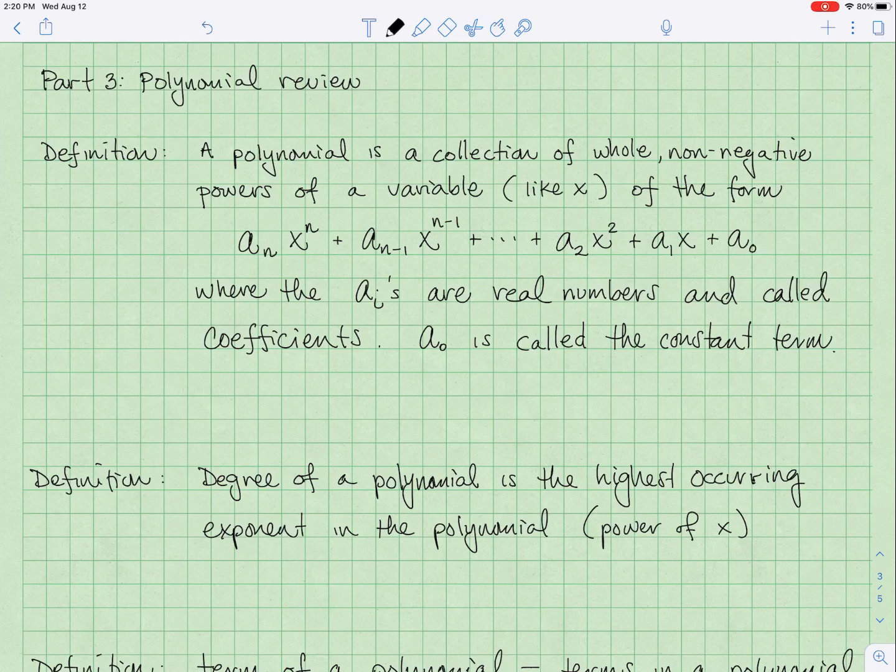Continuing our discussion about the Chapter 5 review, we're going to start talking about polynomials and the anatomy of a polynomial and all its different bits and pieces. So let's dive in here. This is the definition of a polynomial.